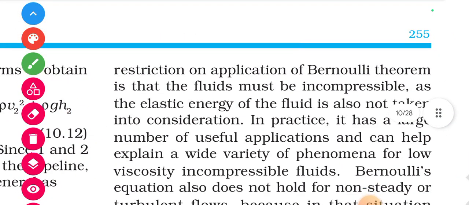Another restriction on the application of Bernoulli's theorem is that the fluid must be incompressible. The elastic energy of the fluid is also not taken into consideration. If it is compressible, then some energy will be used up in compressing it, so that we are not taking into consideration. And for a fluid like water, the compressibility is very small, so it can be ignored even in practical cases.